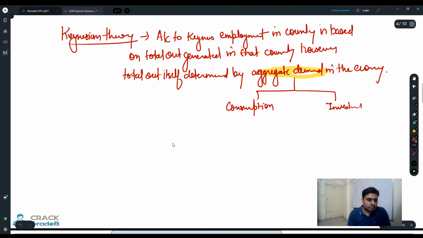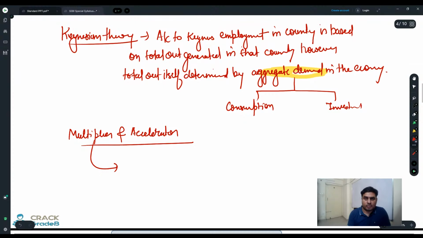So we have to do this multiplier and accelerator. We have to see what the multiplier function and accelerator function is in the economy. Basically, multiplier in the simplest way, multiplier means what? You have heard about network marketing. First, what we have to do is bring three people, right? These three people are going to bring another three people.